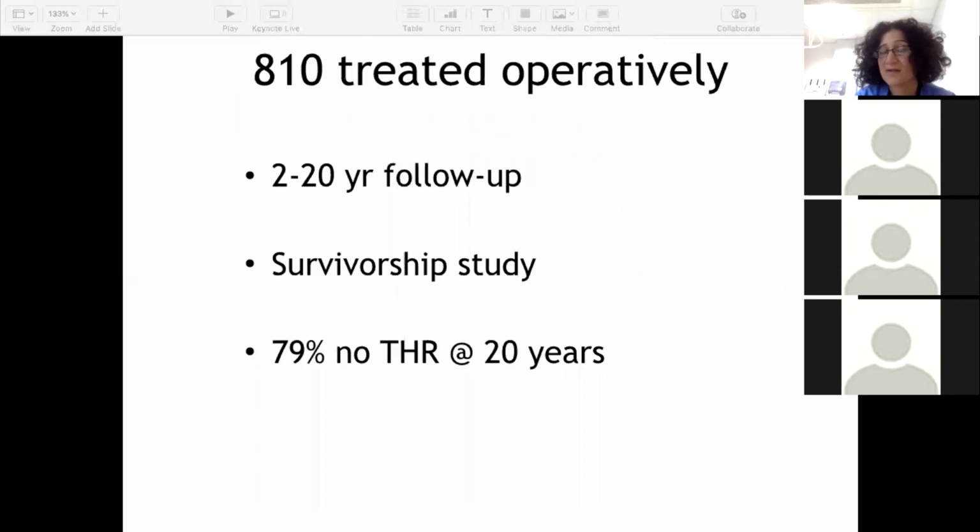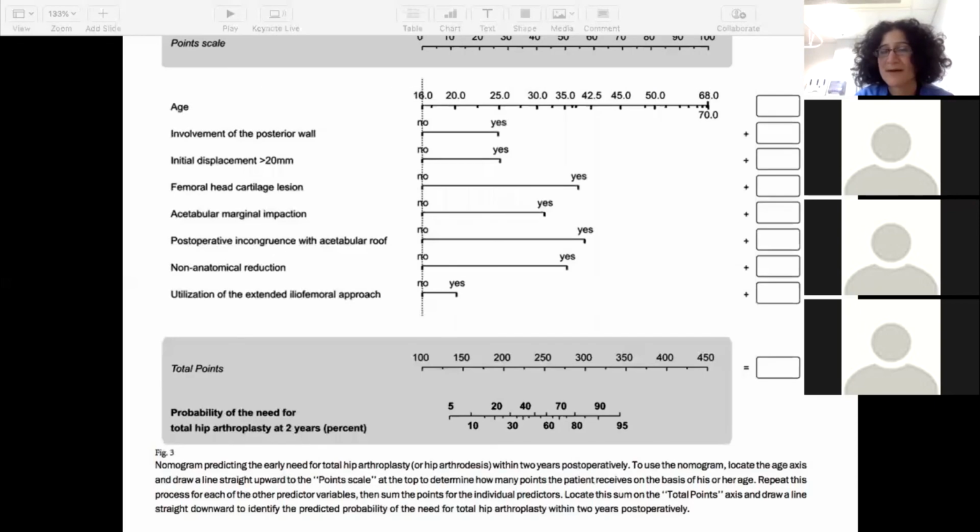And the fact is that the majority of patients treated where we're able to restore the anatomy of the acetabulum will, and if they don't have the features we talked about, they won't need a hip replacement. So that's really good news. But the most important factor is age. As you can see, the weighting of age is huge compared to the other factors.